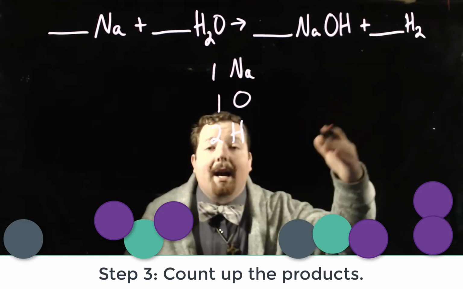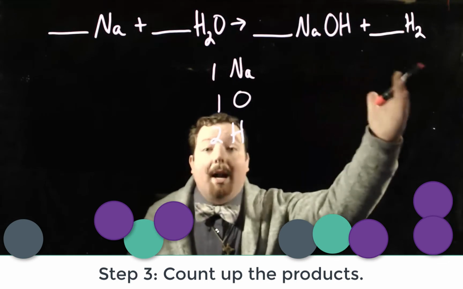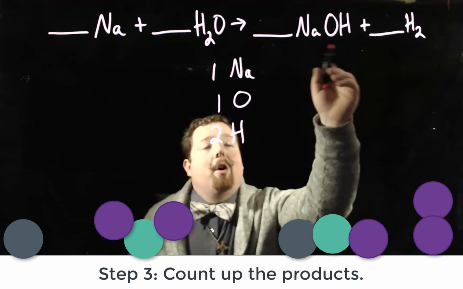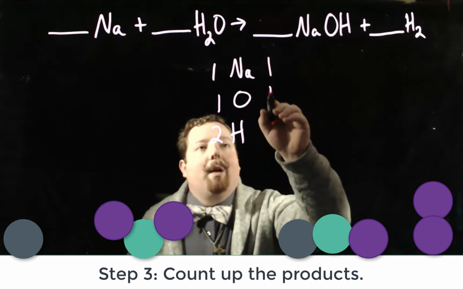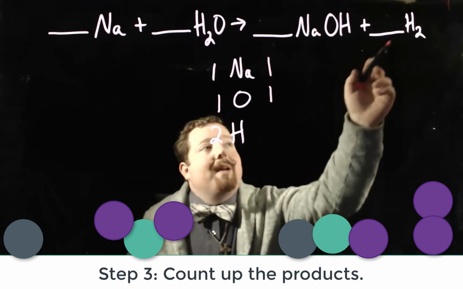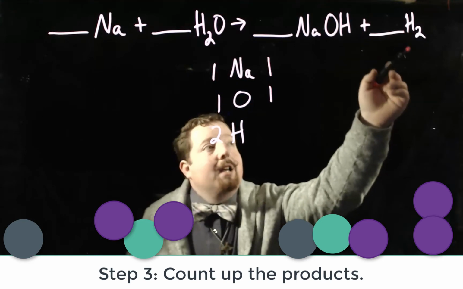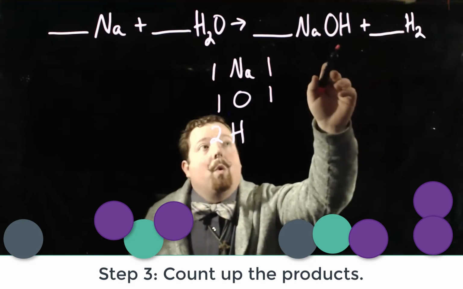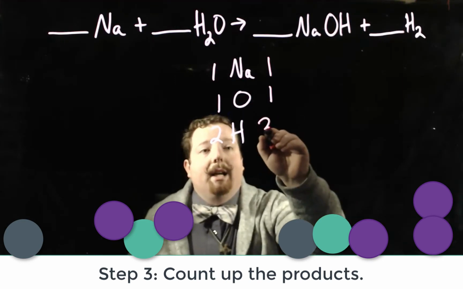Step number 3 is to count how many atoms of each element we have on the product side. We have NaOH, which gives us 1 Na and 1 O, and it gives us an H, but we're not going to write that yet because we have an H2 over here. So we have 2 H's here plus 1 H there gives us 3 hydrogens.